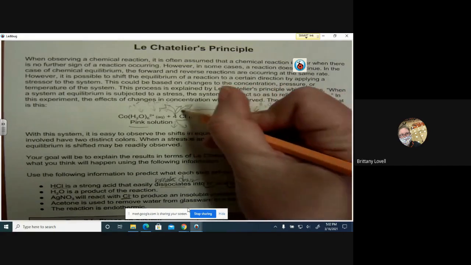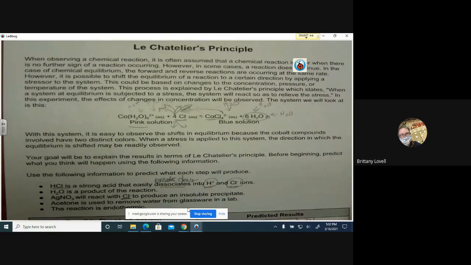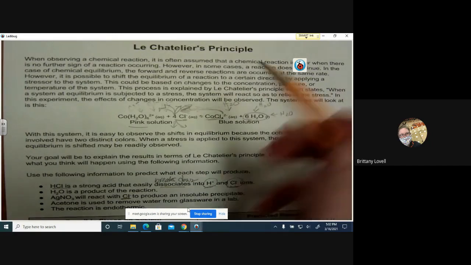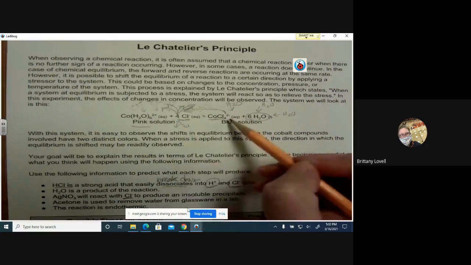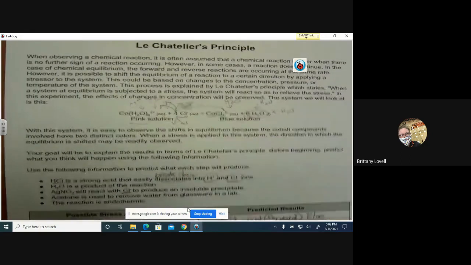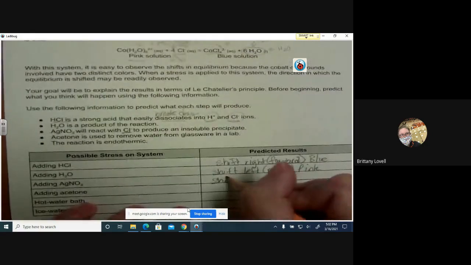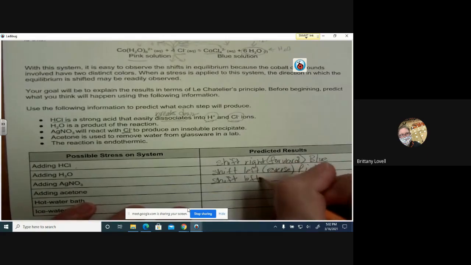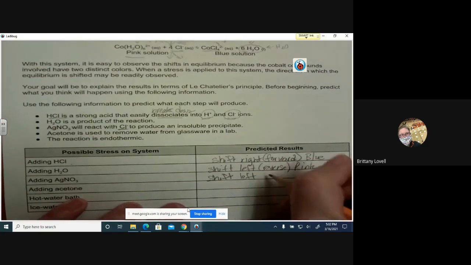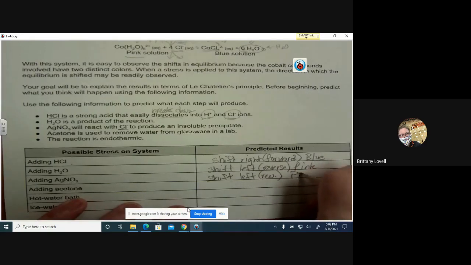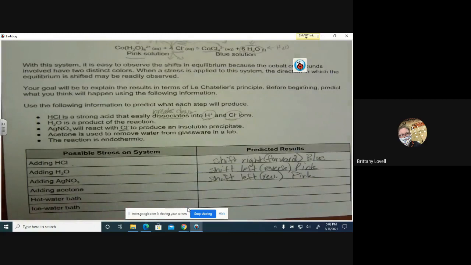So it's going to, again, shift to the left because you're running out, so you want to make more of it. So it's going to shift and start to make more of those chloride ions. So shift left, which is the reverse reaction, and pink. That's what it should do.